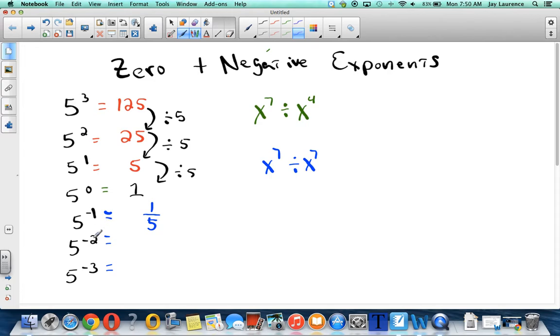Okay, so 5 to the negative second. Well, I'm going to figure out what 5 to the second is. 5 to the second, well, that's 25. 5 to the negative second is 1 over 25. I use the reciprocal. 5 to the negative third, well, it must be 1 over 125.